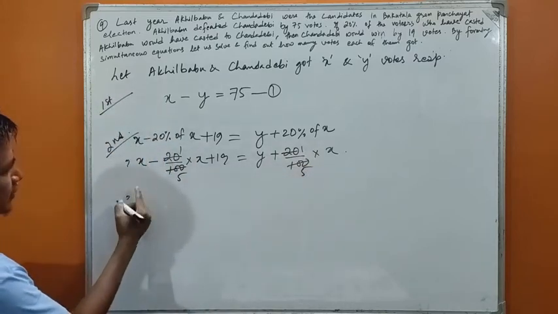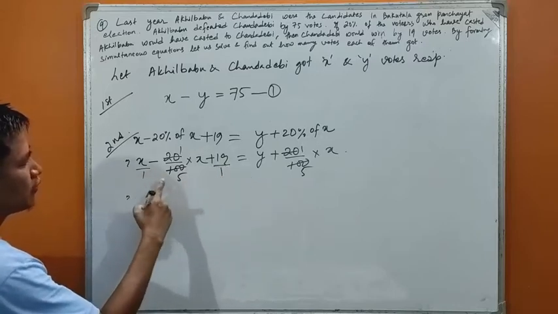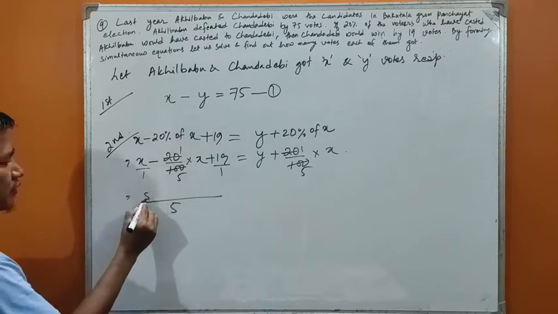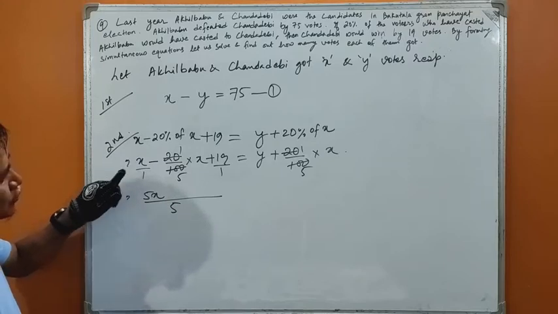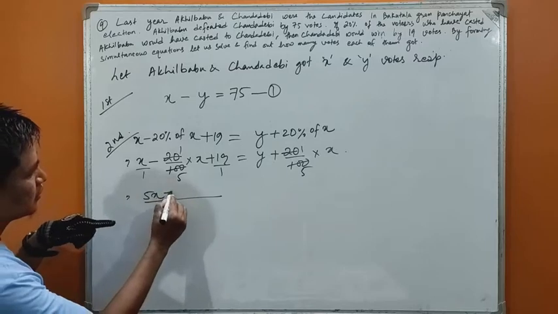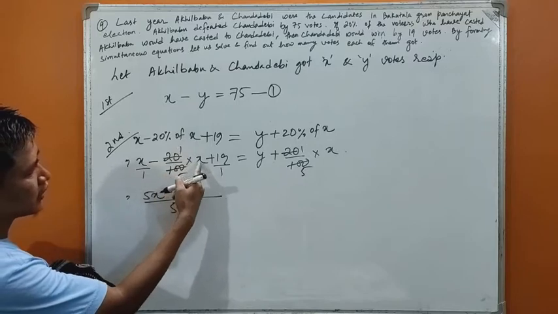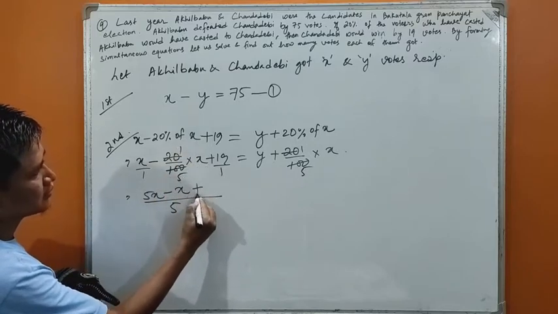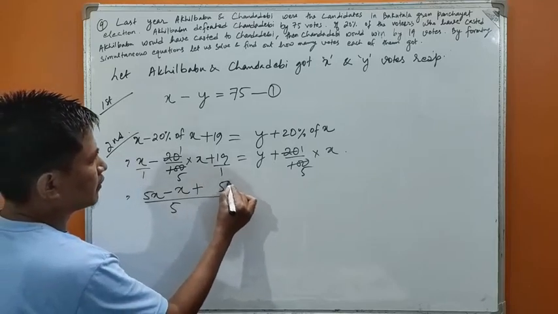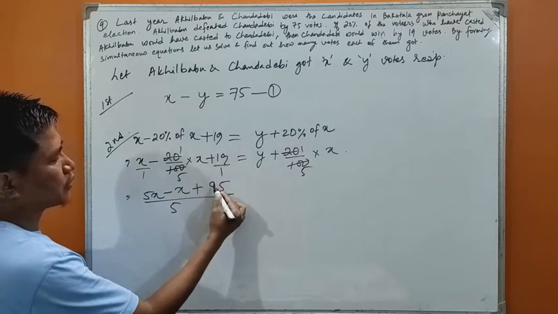So we have 1 and X, 1, 5 and 1. Let us take the LCM, that will be 5. So 5 into X is 5X, minus 5 into 1 is 5, that 1 into 1 is 1, that 1 into X is X, plus 1 into 5 is 5, that 5 into 19 is 5 9s are 45, 5 1s are 5, plus 4 is 95.